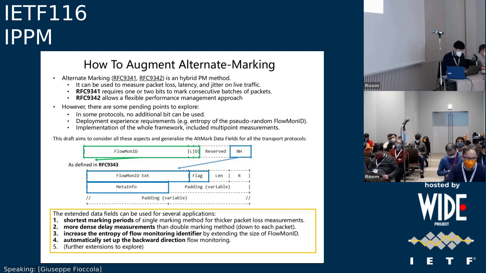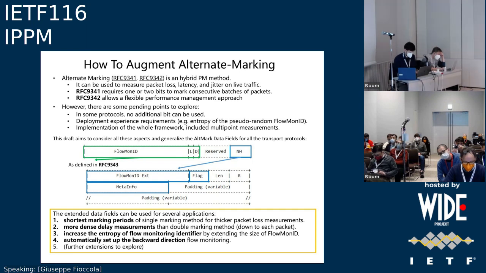So it aims to add some extended data to the base, let's say, data fields that are defined in RFC 9343. So the scope of this extension is to have shorter marking periods, to allow more dense delay measurement, to increase the entropy of the flow monitoring identifier, to automatically set up the backward direction, and so on. So there are different extensions that can be done. So I welcome more feedback from IPPM, also because this kind of extension is also discussed in SPRING in some way. So we hope to have more feedback from this group to also share with the SPRING working group as well. So that's all. Thank you.